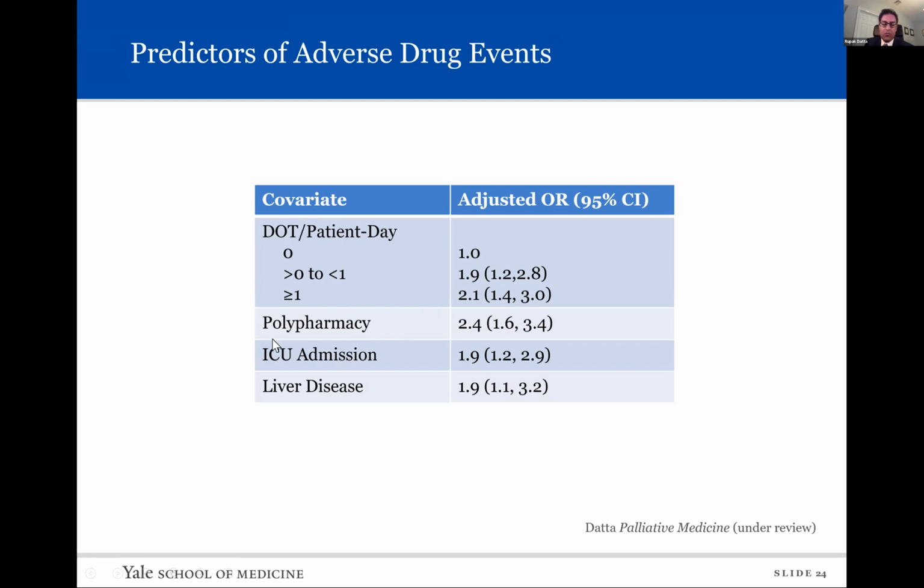And perhaps it might be intuitive, polypharmacy, as defined by having more than 10 medications, this was excluding PRN medications, more than 10 medications at baseline, was associated with the development of adverse drug events. ICU admission, not unexpectedly, as well as liver disease.